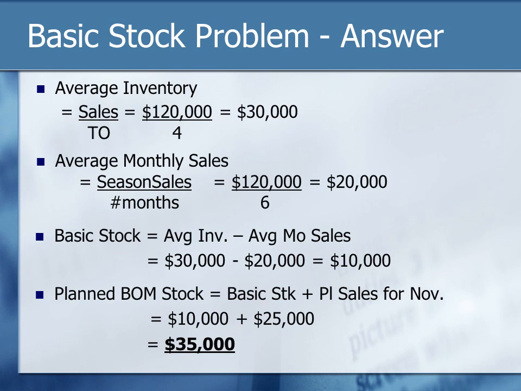$10,000. So the planned BOM will be $10,000 plus $25,000, which is $35,000 planned for November. That gave us the $35,000 for the planned BOM stock level for November.